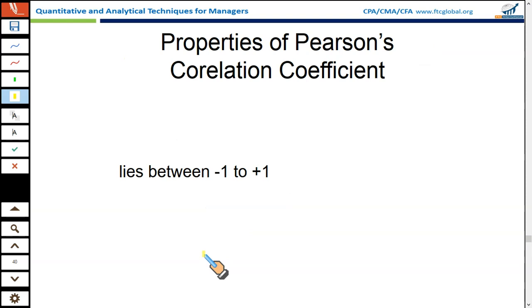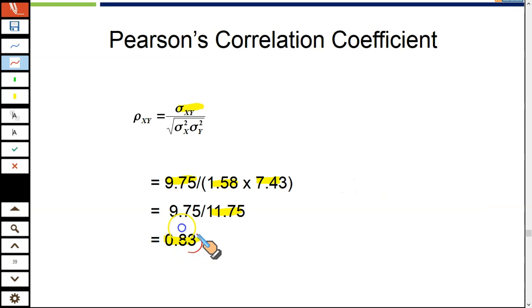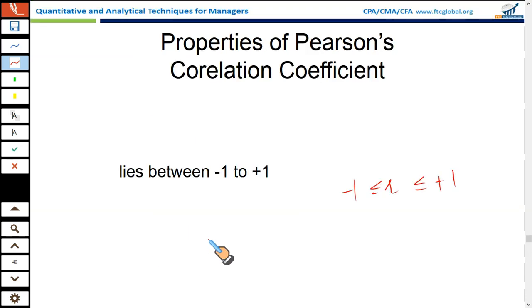The value of this coefficient is range bound. It cannot be less than -1. It cannot be more than +1. So what do we understand from this? Like for example, in our example, we got 0.83. What does it signify? What does it mean? It means that R is closer to +1, meaning x and y have a very strong positive correlation.